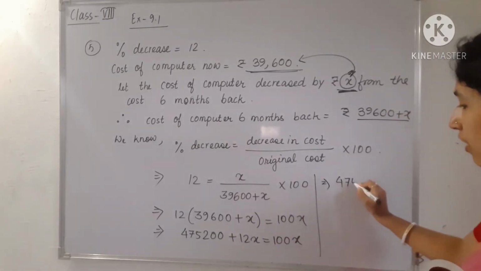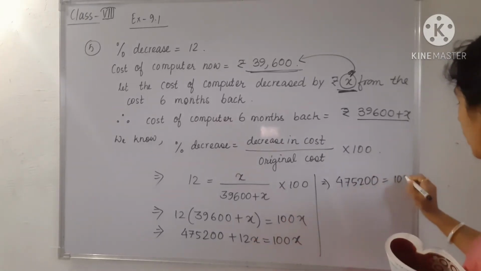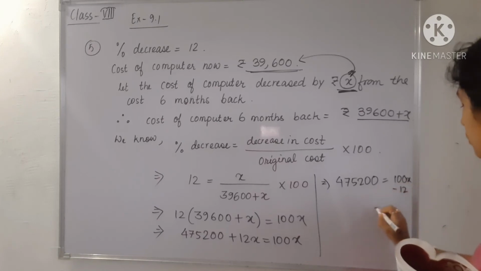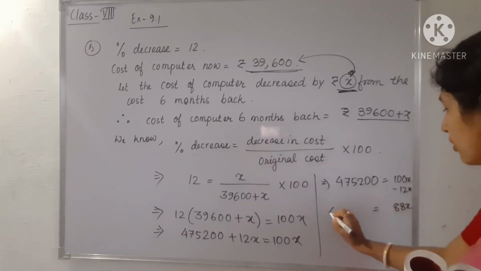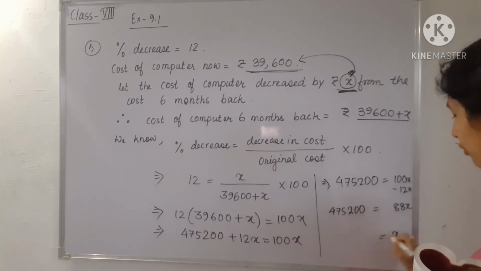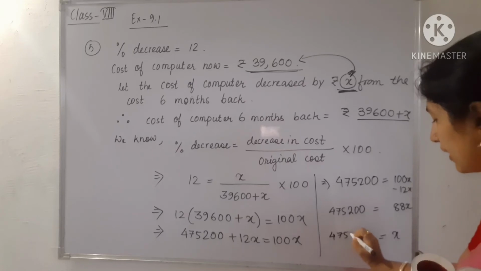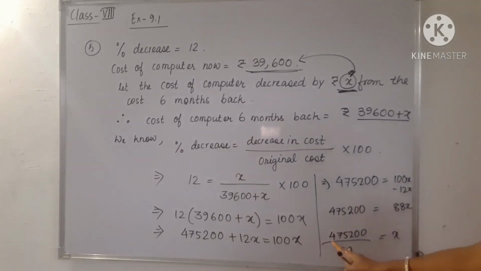So 475200 is equal to 100x minus 12x. Okay, so that will be 88x is equal to 475200. Next we are going to find the value of x by dividing 475200 by 88. Okay, so you can easily find this amount by dividing. By that way we can easily get the decrease in the amount.